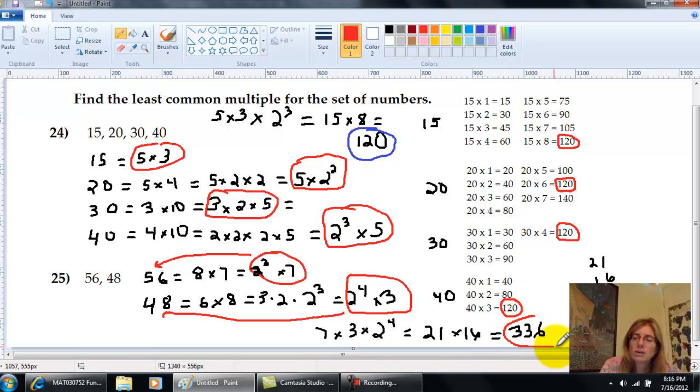That would not be any fun to try to figure out using this method. It's really better to use prime factorization.